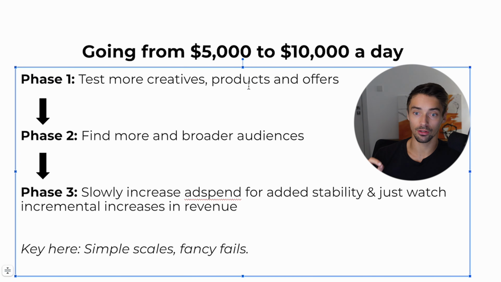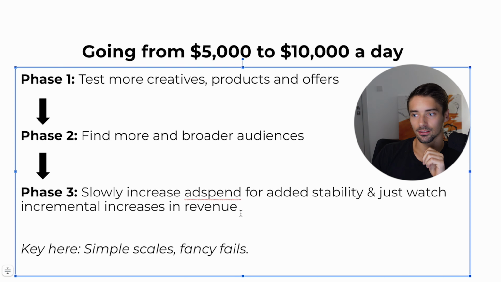And we're basically gonna try and bundle some of these up together and then try and increase average order value through that. Phase 2 is basically once we find some winning creatives, products, or offers, we're just gonna pair them up with more audiences and broader audiences for added stability, right? And then phase 3 is once we have a few combinations between some ads and some audiences that perform really well, we put that into phase 3, and then we'll just slowly increase ad spend for added stability instead of trying to take this massive jump again from $500 a day in ad spend to, let's say, 3K a day in ad spend. We'll just slowly increase this in increments, also because these guys are already experiencing stock issues, and then we'll just watch the incremental increases in revenue.